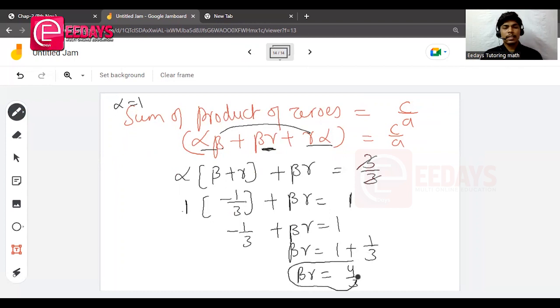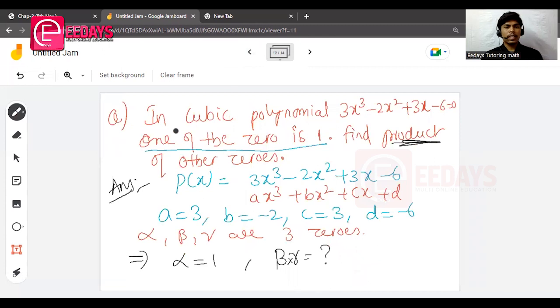So, in the question, they asked for the product of the other two zeros, beta and gamma. The product is 4 by 3, we got. Okay, I'll explain the question once again. They have given one cubic polynomial here. One of its zeros is one, and we need to find the product of the other zeros. In a cubic polynomial, three zeros are there: alpha, beta, gamma. Here alpha they gave as one, and we need to find the product of the other two zeros, beta and gamma. How to find beta gamma?